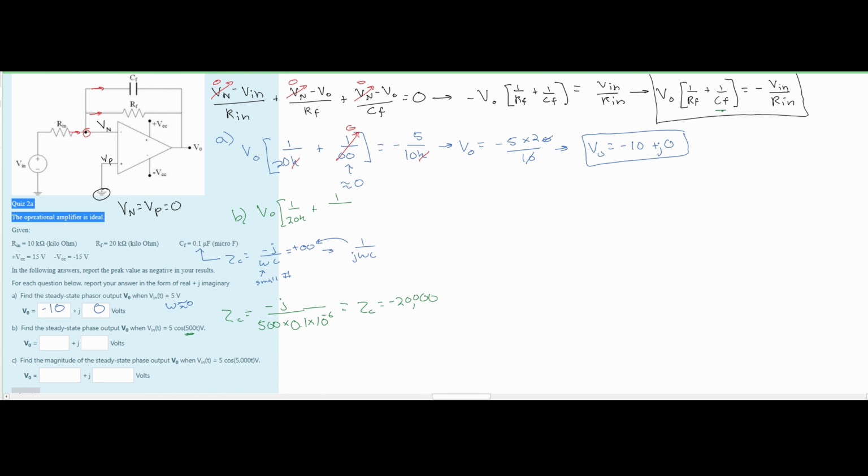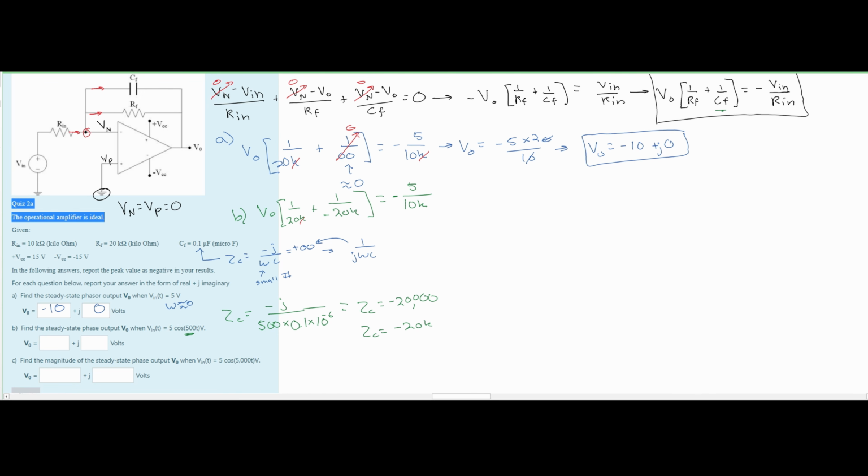Now we can rewrite this as our ZC is equal to negative 20K. And if we do that, we can plug it in here. This simplification will help us in a second cancel out the K's. This is going to be equal to our V input, so we are going to have a 5. We also have to have a negative out front. And this is going to be over our R input, which is the same thing, 10 kilohms. So that is our equation for part B.